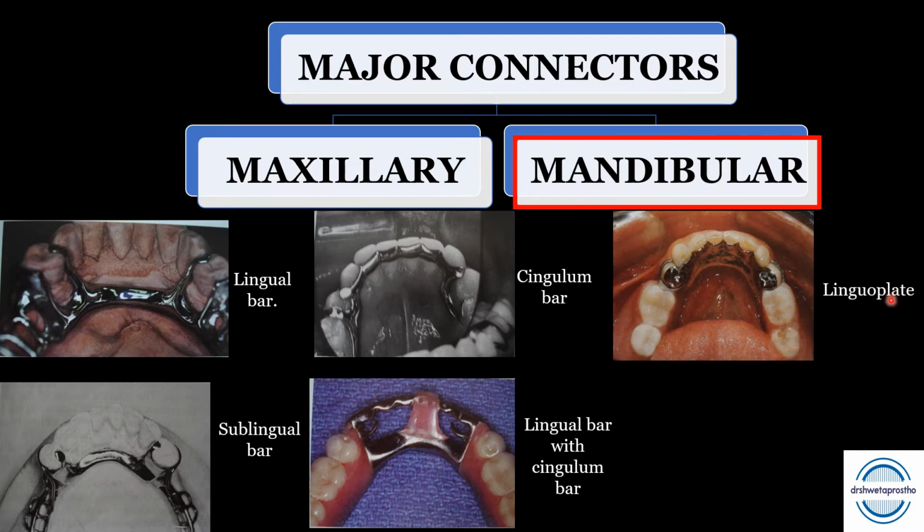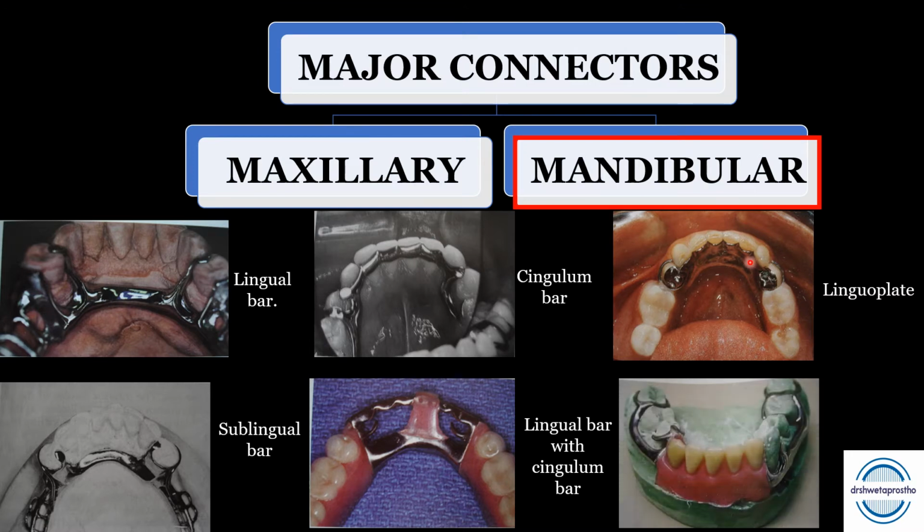Then we have the lingual plate. It is a plate-like structure which extends from the cingulum to the floor of the mouth. Lastly, we have the labial bar which is present buccally or labially to the remaining teeth. Now this classification is based on the position of the major connector.